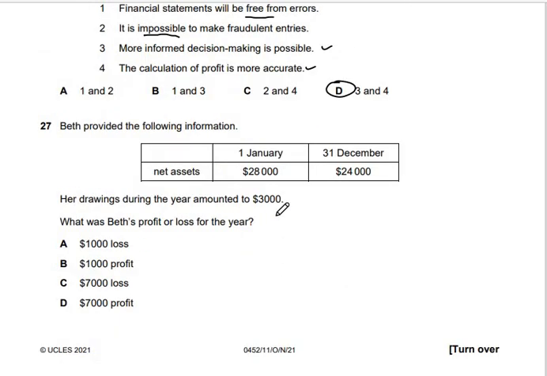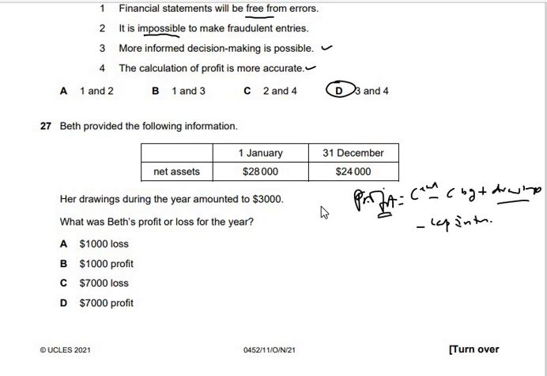All right. Both provide the following information. Here, there are net assets at the beginning and at the end, and the drawings for the year was 3,000. What was the profit? Remember, to calculate the profit, we take capital at the end minus capital at the beginning plus drawings. Why do you add drawings? Because you're taking drawings from your profit, then minus capital introduced. Then you find the profit.